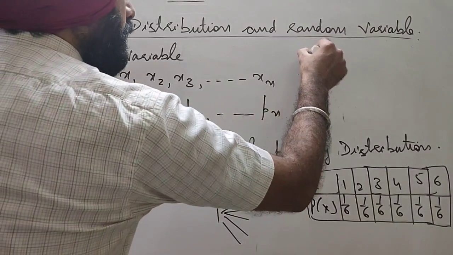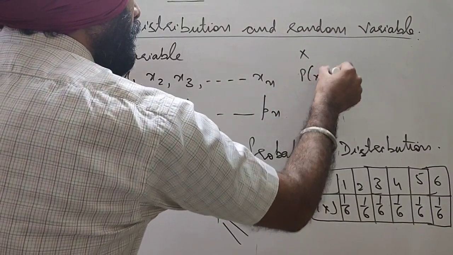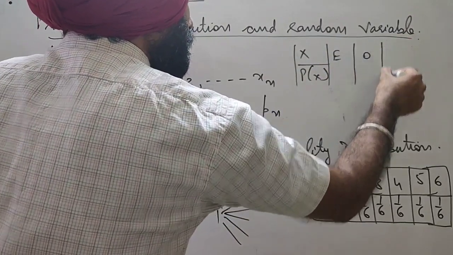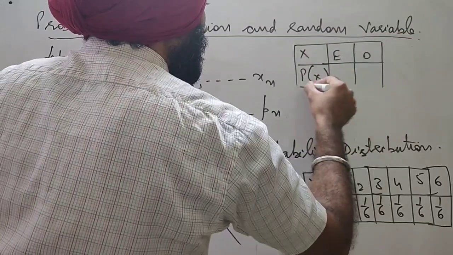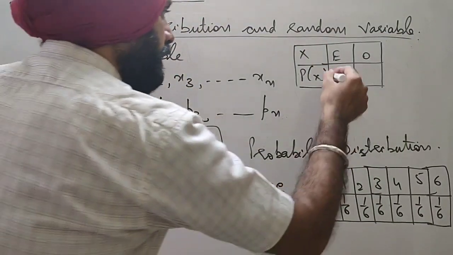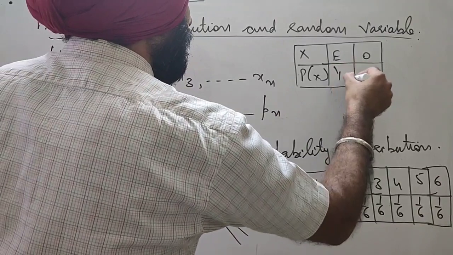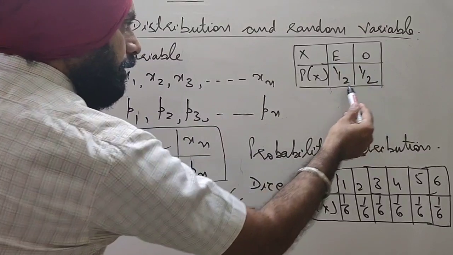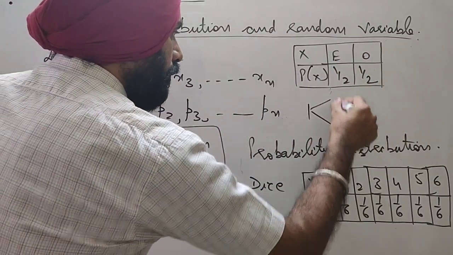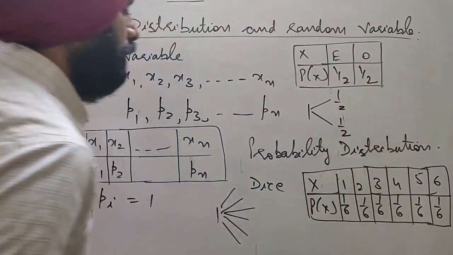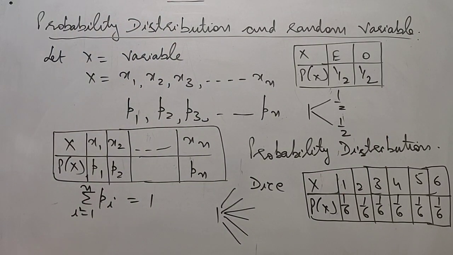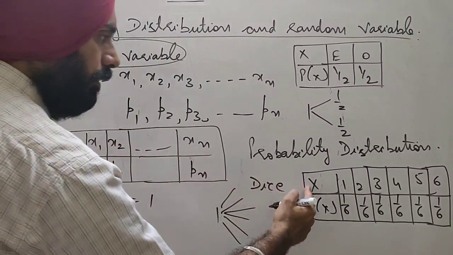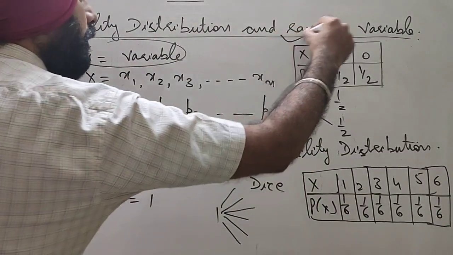Similarly, in case of dice, let us take X as either even or odd. Now, what is the probability of an even number on the dice? It is 3 by 6, that is 1 by 2. And similarly, odd is again 1 by 2. Now again you can see that the sum is 1, and we have distributed 1 into 2 parts, whose probabilities are 1 by 2 and 1 by 2. So this is the meaning of probability distribution. And this variable, which can take different values, is called a random variable.